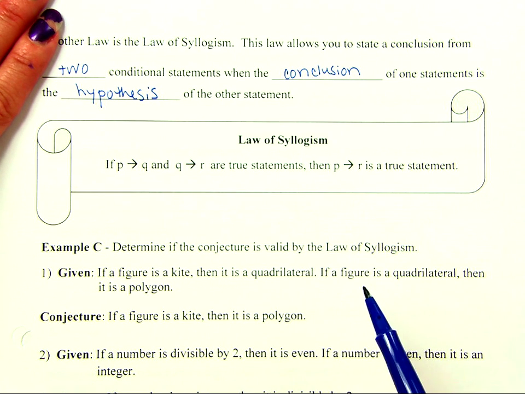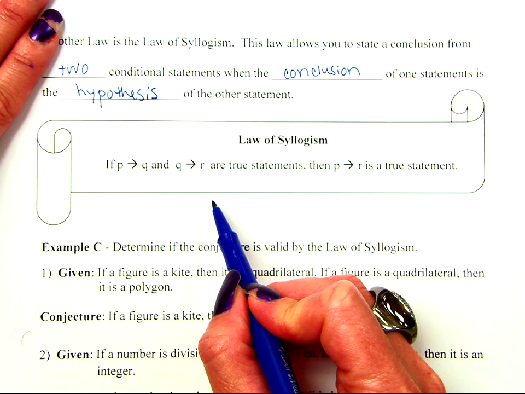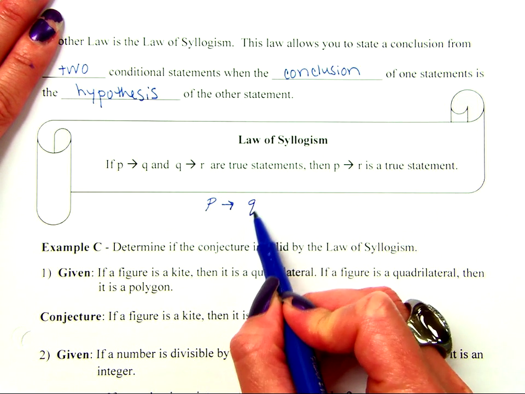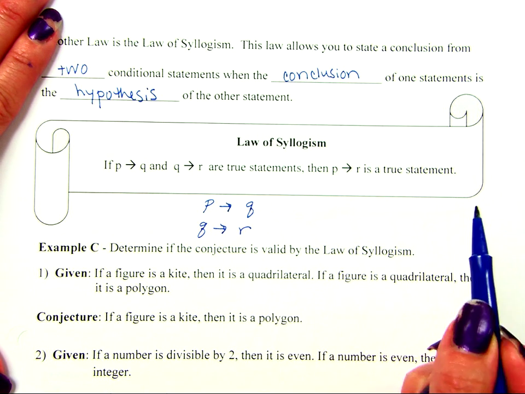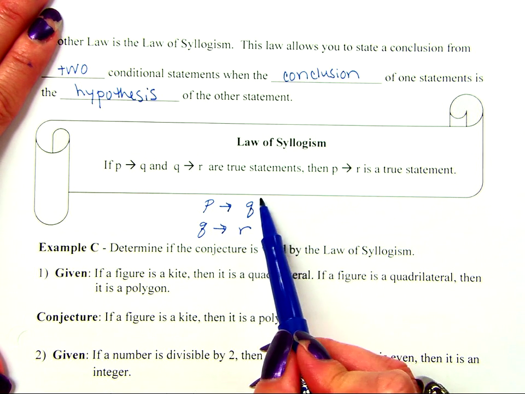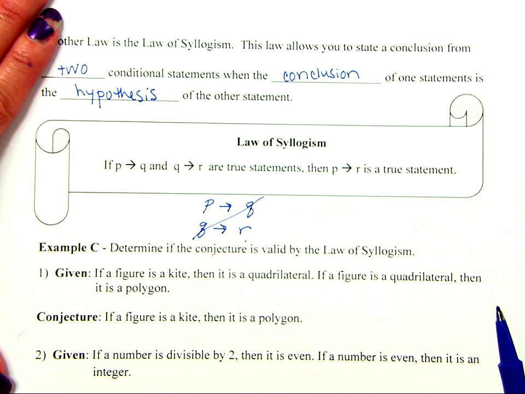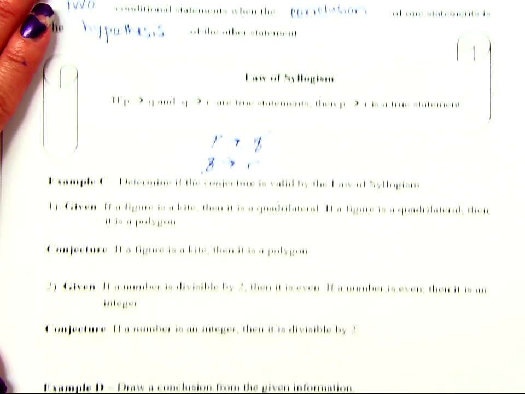I kind of like to put that together. It reminds me a little bit of the transitive property. If P then Q is true and Q then R is true, in my mind these kind of cancel. P then R has to be true. It's kind of the way I see it symbolically.